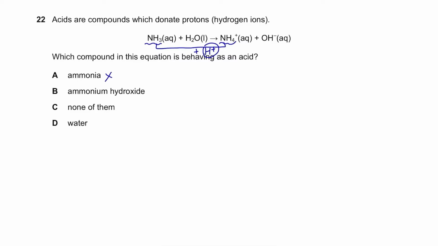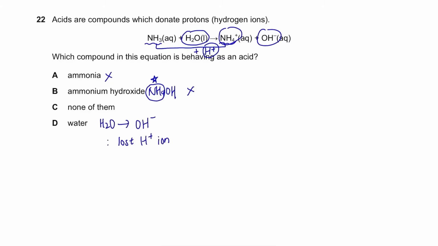Ammonium hydroxide is referring to the combination of these two compounds, NH4OH, and this cannot be the answer because ammonia did not react as an acid in the first place. Water, H2O, became OH-, which means it has lost one hydrogen ion and donated it to NH3. So water here behaves as an acid.